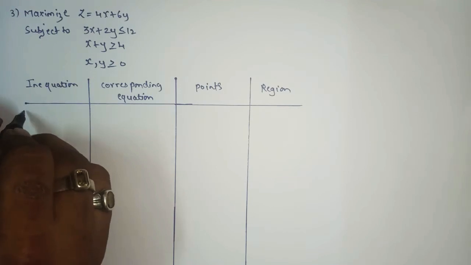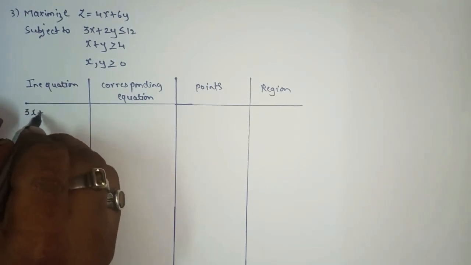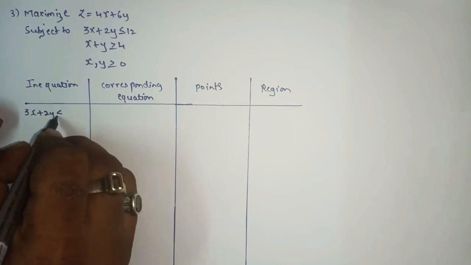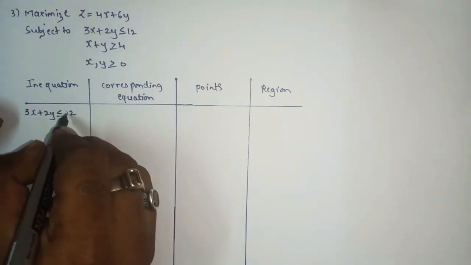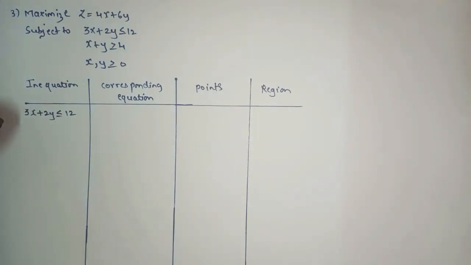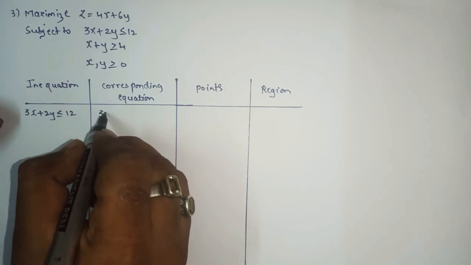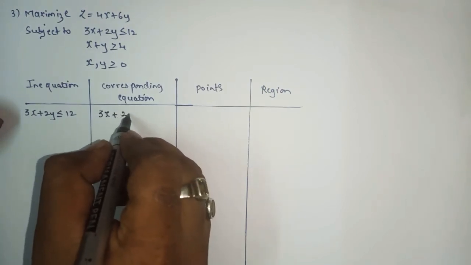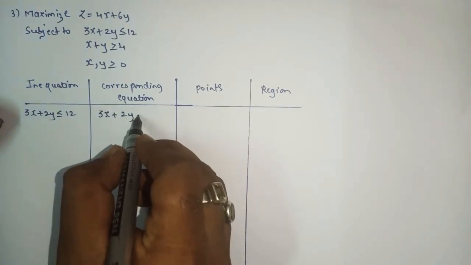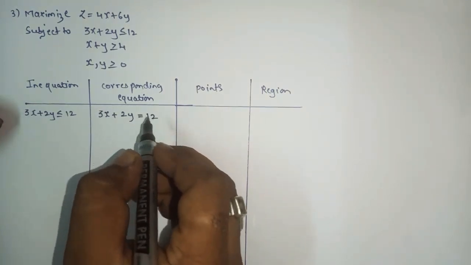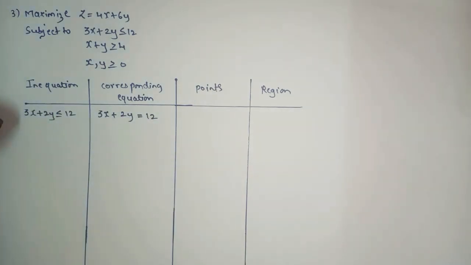Inequation, the first one is what? 3x plus 2y less than equal to 12. Okay, so the corresponding equation will be 3x plus 2y equal to 12. Simply you have to replace this less than equal to by the equal to symbol, that's it. So this inequation will get converted into an equation.